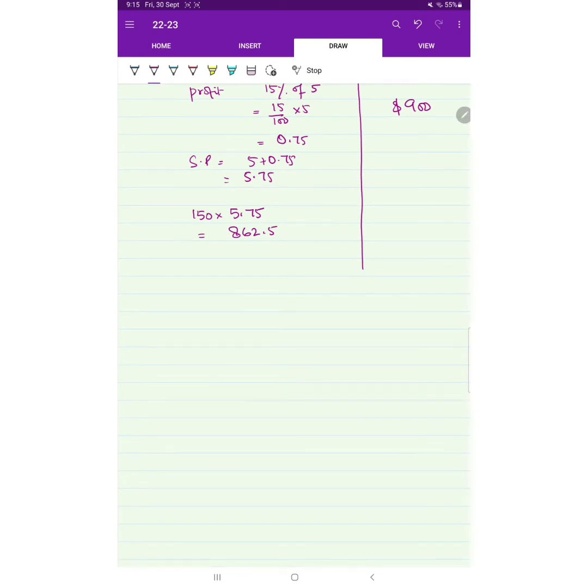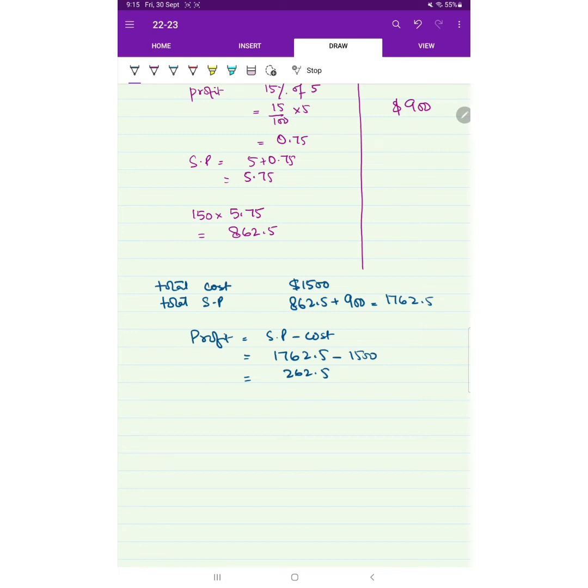And for that, I need to find out total cost, which is $1,500. Total selling price, which is 862.5 and 900, because he sold half at this and half at this. So 862.5 plus 900 gives me 1762.5. So now what is profit? Profit is selling price minus cost. 1762.5 minus 1500 gives me $262.5.